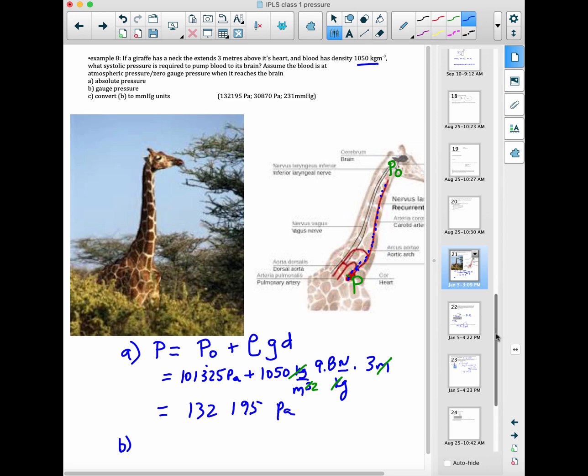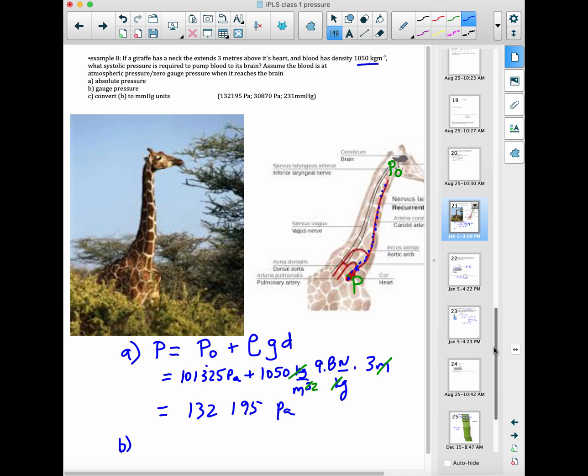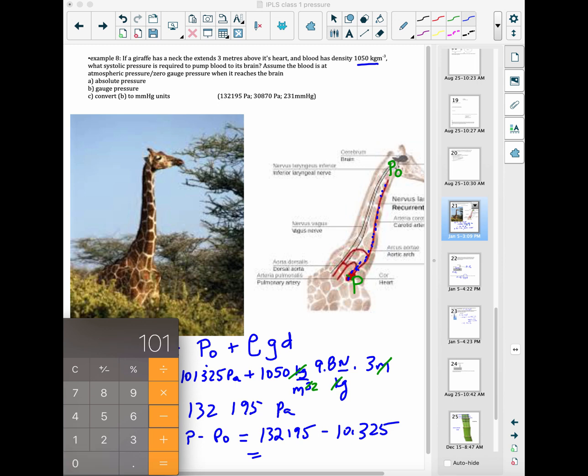Okay, part B of the example says, you've got the pressure, express that as a gauge pressure. What does that mean? Well, a gauge pressure, as we just saw, is the difference between the actual and atmospheric. So that's just the 132,195 minus the 101,325, and this will be in Pascal units. And there it is, 38.7.